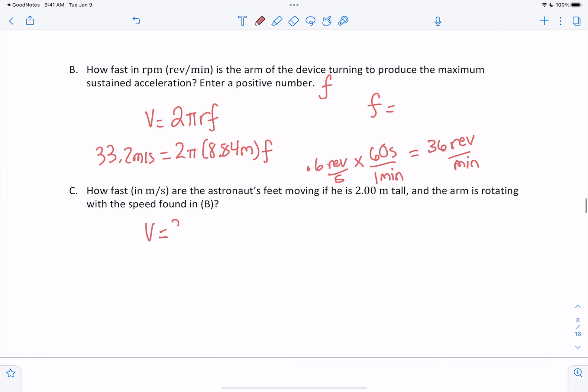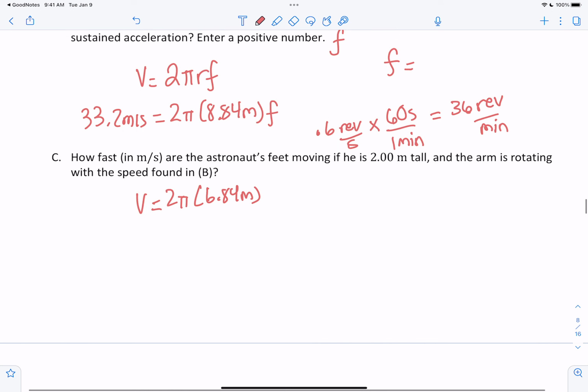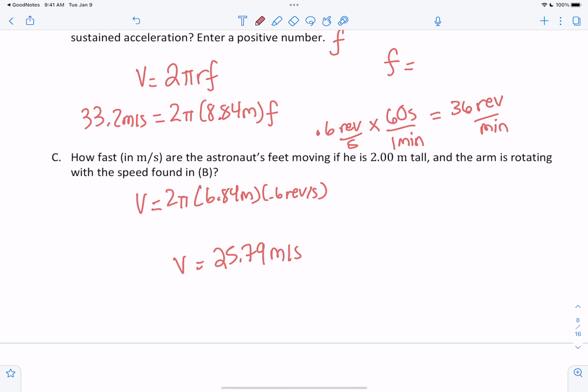We can say that v is equal to 2 pi times 6.84 meters, right? That's the radius from the arm to his feet. And then that's multiplied by our frequency from before, which is 0.6 revolutions per second. And that should give us our linear speed. Let me calculate that as well. 6.84 times 0.6, and that should give us somewhere around 25.79 meters per second.